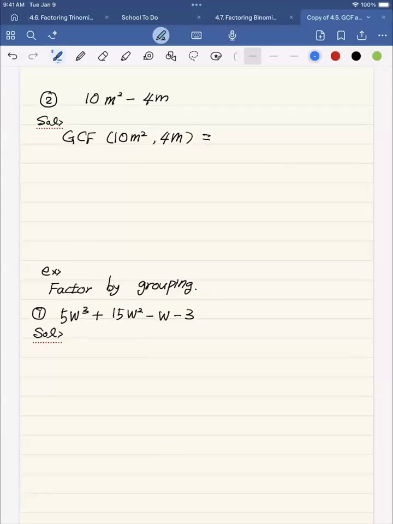The next problem is 10m squared minus 4m.